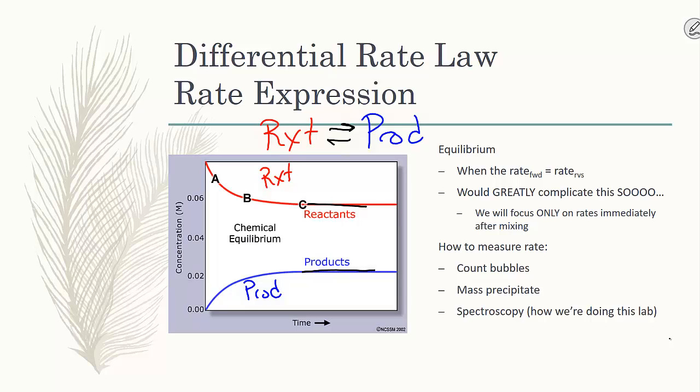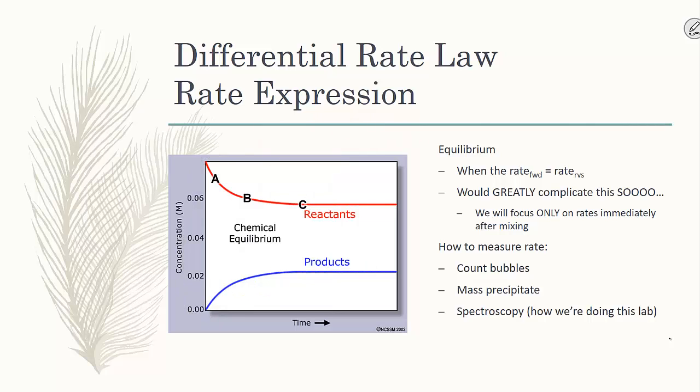However, talking about the rate at this state would be extremely complicated. And for that reason, this unit we are going to focus on the instant of mixing. At time zero, what is the rate of each reaction, either forward or reverse.